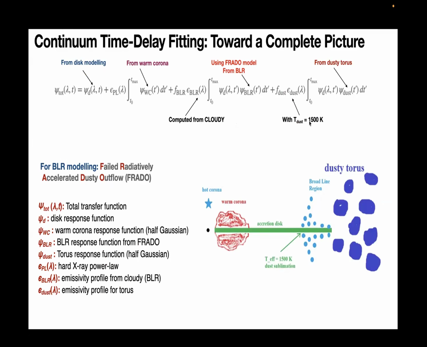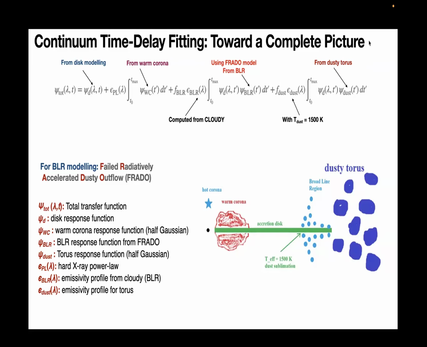To construct the warm corona transfer function, we are assuming a half Gaussian transfer function, which is modulated by the X-ray power law spectrum. To construct the BLR transfer function, we are using a BLR dynamical model, for which we use our own model, that is the SHADOW model, a radiation-pressure accelerated dusty outflow model. To construct the dust transfer function, as a first approximation, we are assuming a half Gaussian transfer function.